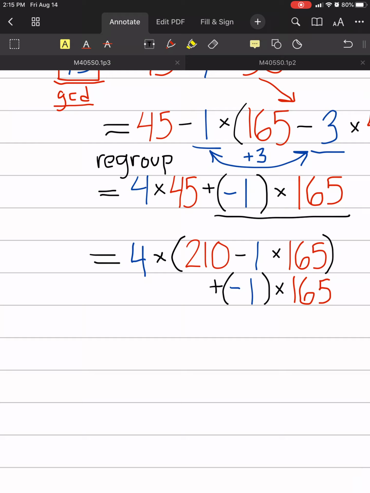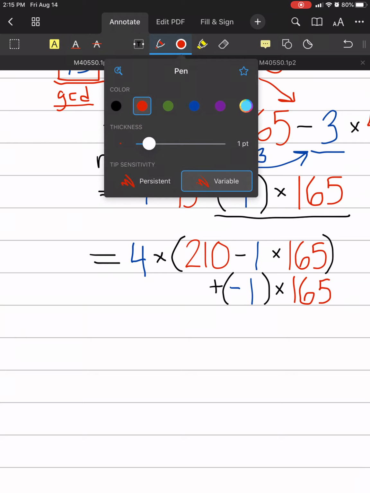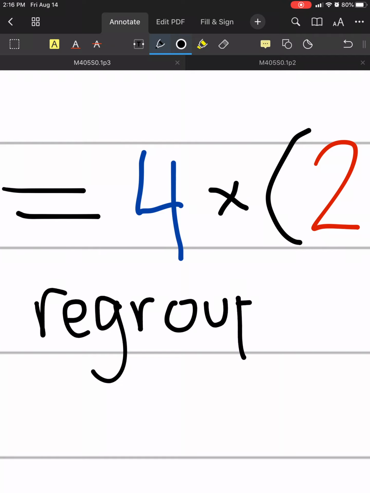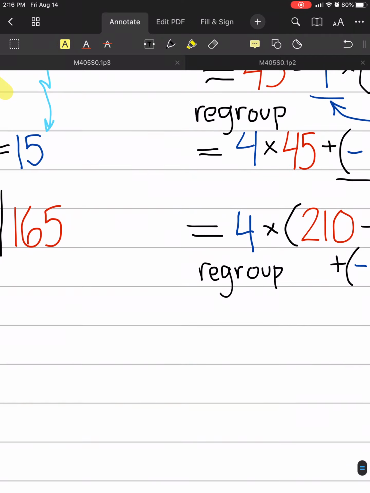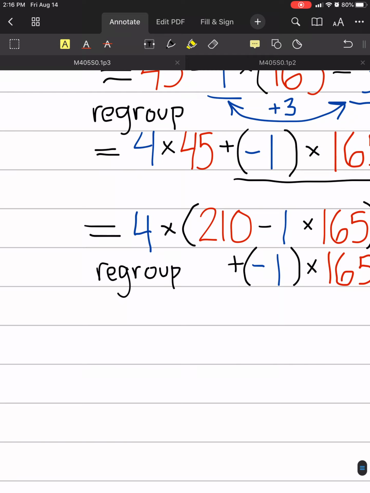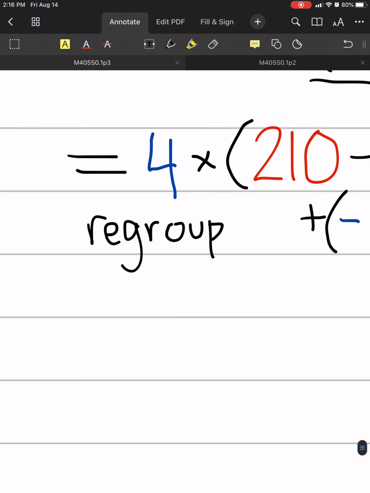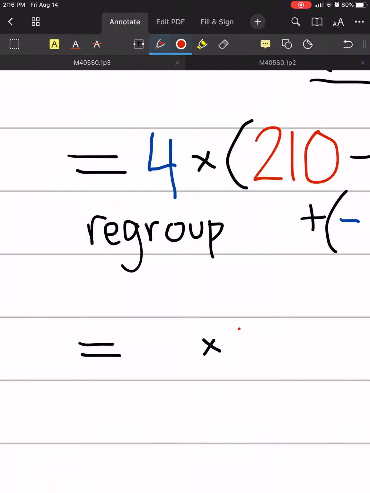Now we're going to regroup just like we did before. What we're regrouping is the 210s with the 210s and the 165s with the 165s. So let's do that here. We only have this one spot where we have 210s, so we don't even need to worry about that. I'm going to get 4 times 210 here still.